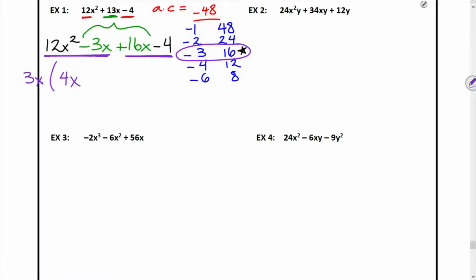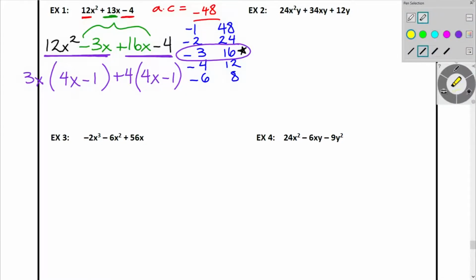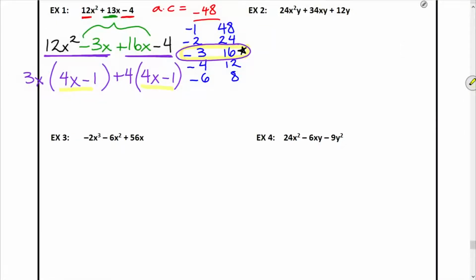And 3x times what is negative 3x? The answer is negative 1. Then the GCF between positive 16x and negative 4 is going to be plus 4. 4 times what is 16x? The answer is 4x. 4 times what is negative 4? The answer is minus 1. Notice from factor by grouping that what I want to have happen is for these to be the exact same, and that happens here. As long as you find the correct values that multiply to be A times C and add to be B, it's always going to work out.